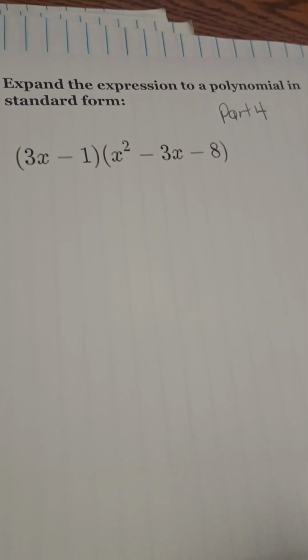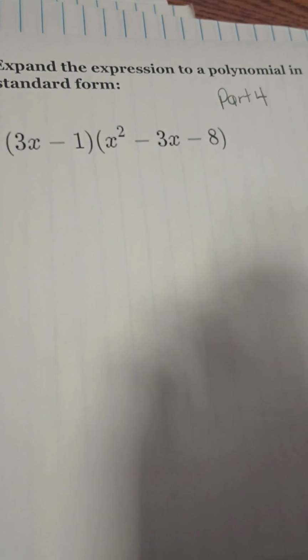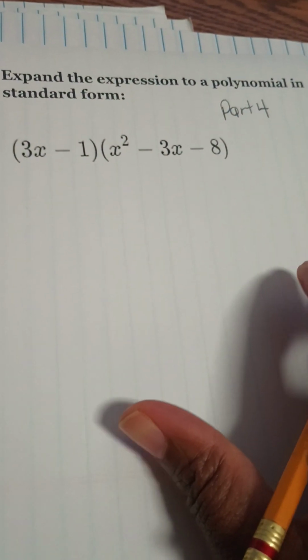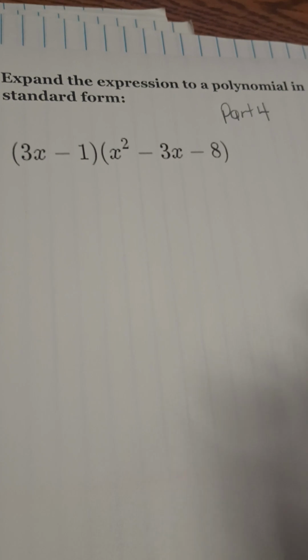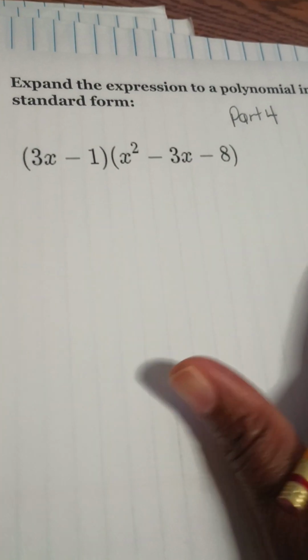Yay, we are at part 4 of multiplying polynomials, where we're going to multiply a binomial by a trinomial. In this problem, we're going to do it a little bit differently. It may seem long, but practice makes perfect once you get it done. And then parts 1 and 2 are a shorter version.